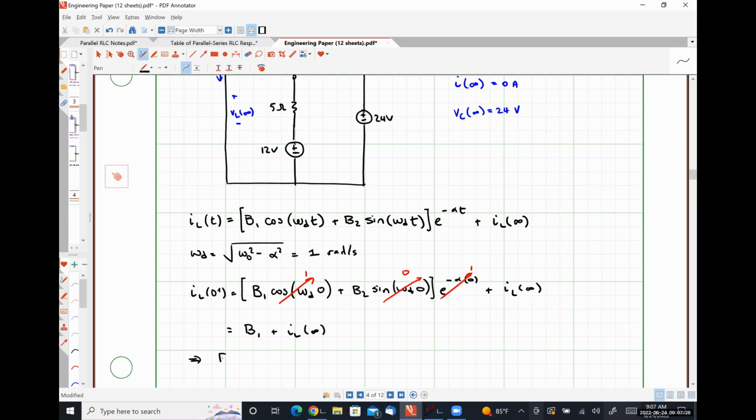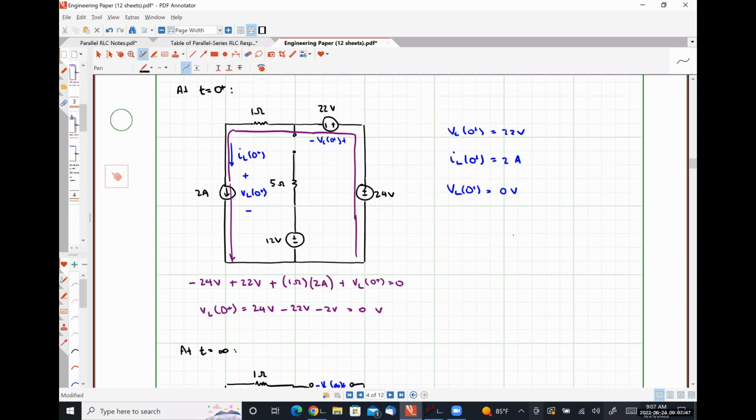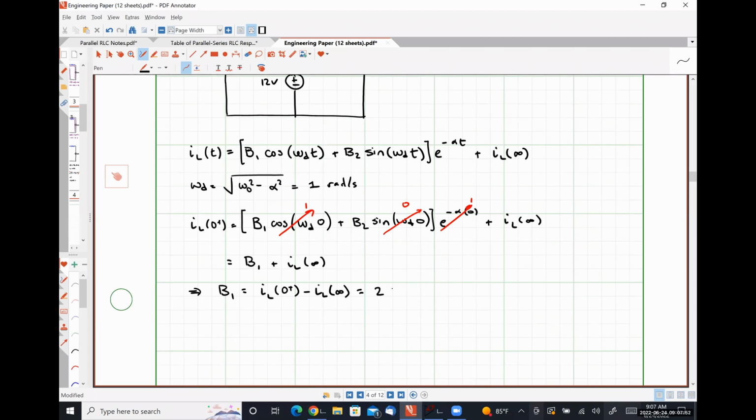Rearranging slightly, B1 is simply IL at 0 plus minus IL at infinity, where IL at 0 plus was 2 amps. Let me double check that. Yep. IL at infinity was 0. So this is just going to be 2 amps. So we already have one of our 2 coefficients solved for. Okay.